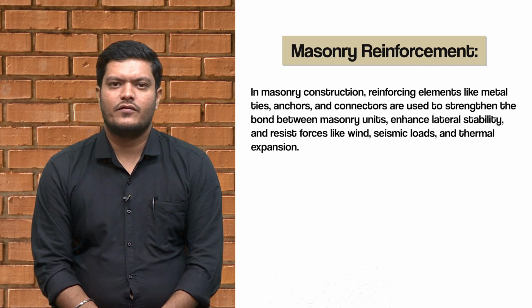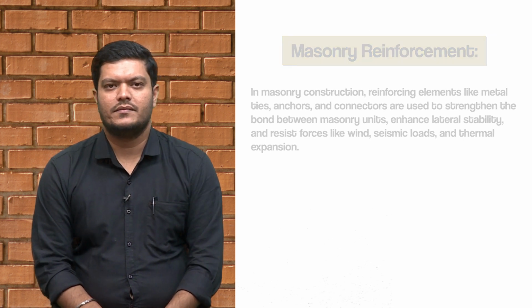Third, masonry reinforcement. In masonry construction, reinforcing elements like metal ties, anchors, and connectors are used to strengthen the bond between masonry units, enhance lateral stability, and resist forces like wind, seismic loads, and thermal expansion.